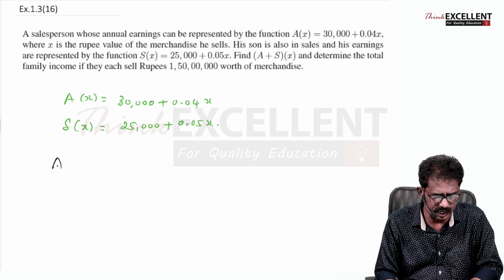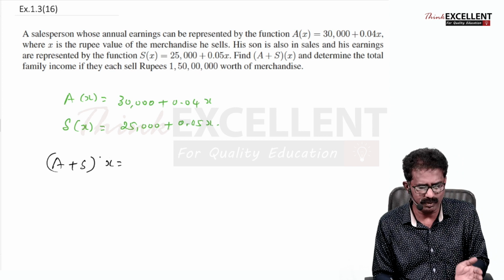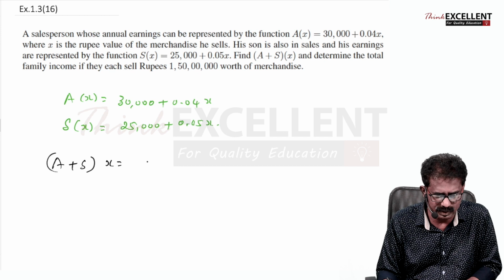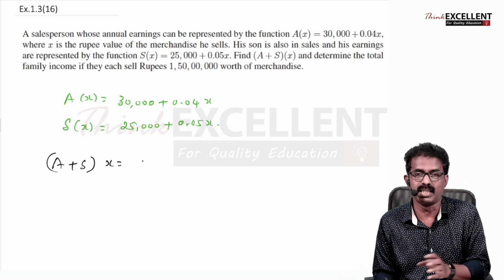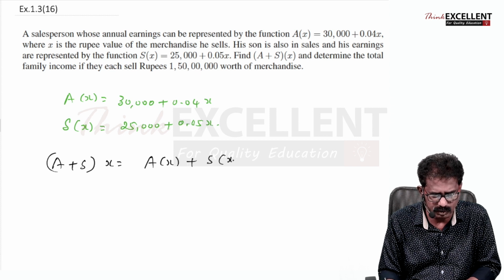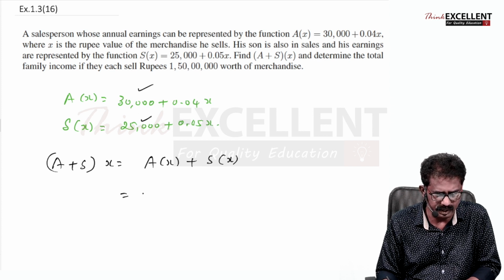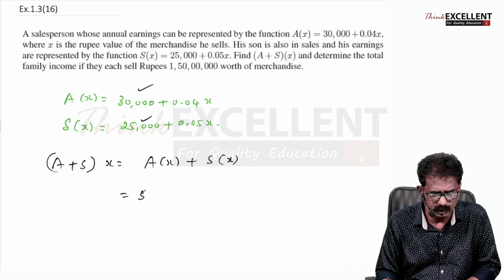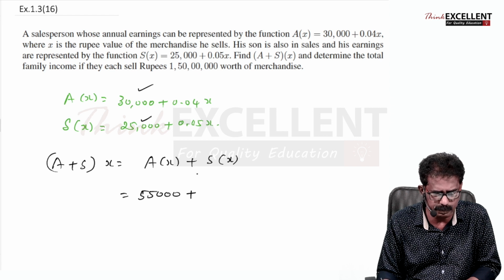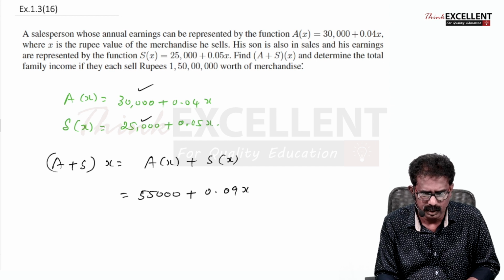So what they asked, the total sale they asked, right? So what they asked here, A of x plus S of x. So A of x, S of x together, just add it. Like F of x plus G of x, same thing here. So both you have to add. Already written, if you want, you substitute and add. So like terms, you add these two: 55,000 plus x terms 0.04 plus 0.05, that is 0.09x, right? That's the answer for the first part.